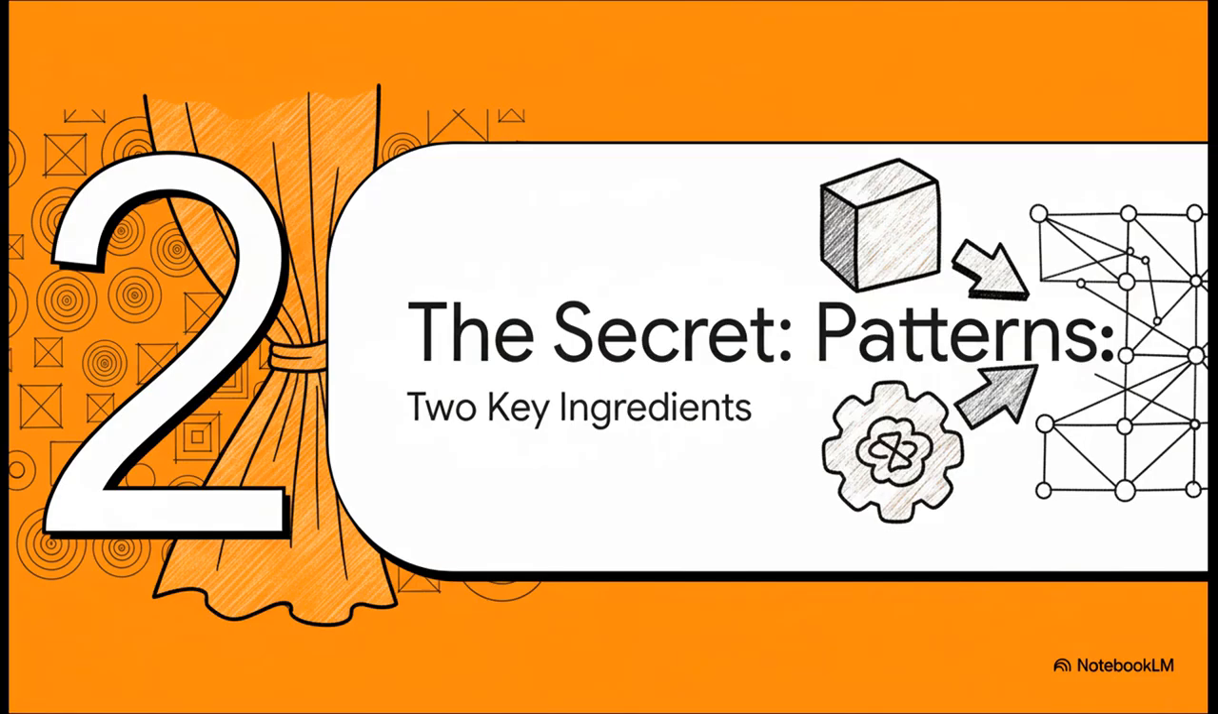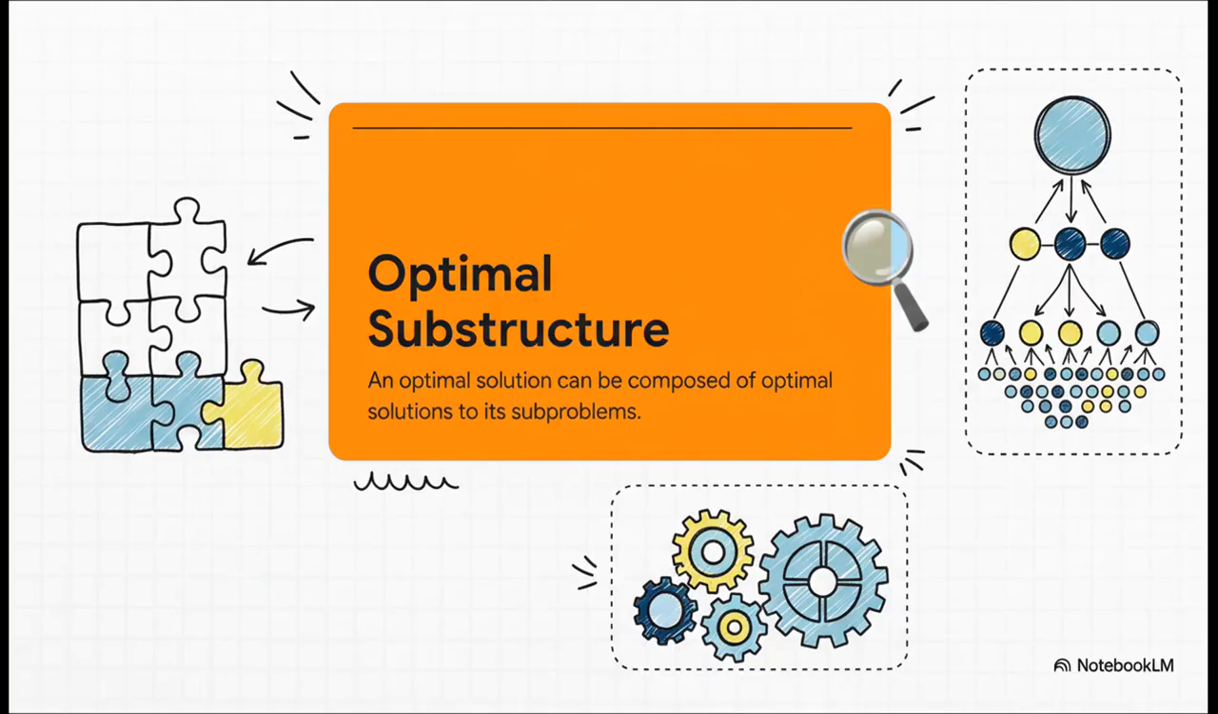So, what's the magic sauce here? What are these patterns actually built on? Let's pull back the curtain, because it really all boils down to two simple but super powerful ingredients. First up is this idea of optimal substructure. All this really means is that to solve a big, complicated problem optimally, you first have to solve the smaller, bite-sized pieces of it optimally. If you get the little steps right, you can combine them to get the big solution right.